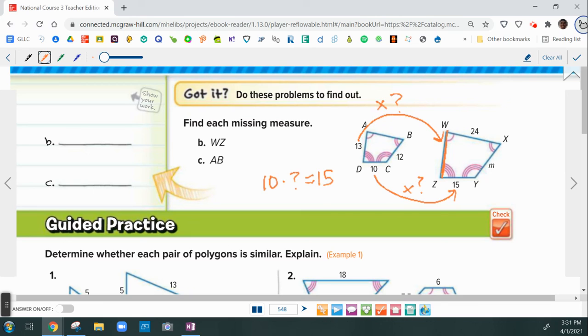To find that scale factor, we're just going to divide, 15 divided by 10. So the scale factor would be 1.5. How do we use that scale factor? We say, oh, well, 13 times 1.5, and 13 times 1.5 is that 19.5 that we got earlier. If the scale factor way works for you, awesome, use it. If not, use the proportions.